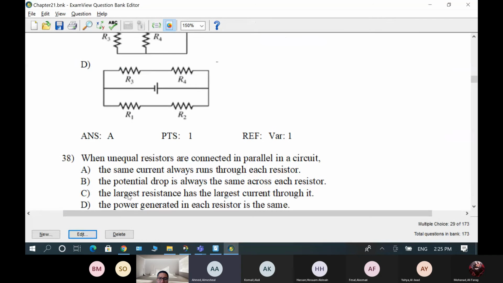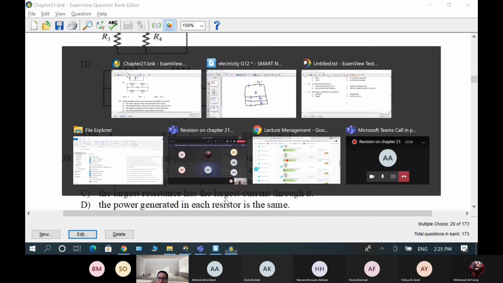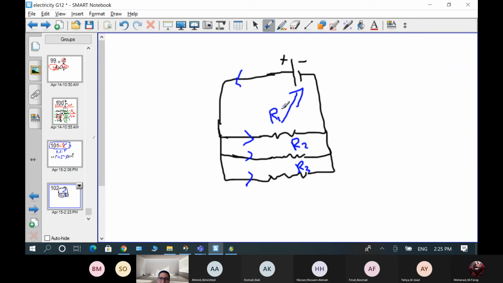Let me read C for you. The largest resistance has the largest current? No, because the largest resistance will receive the lowest current. The current is smart. It takes the easiest way. It means the largest resistance, the slowest current will run through it. The smallest current will run through it. So the largest resistance will receive the smallest current.